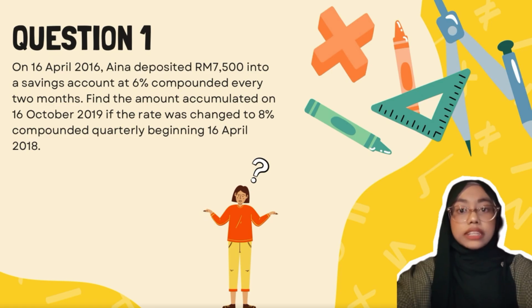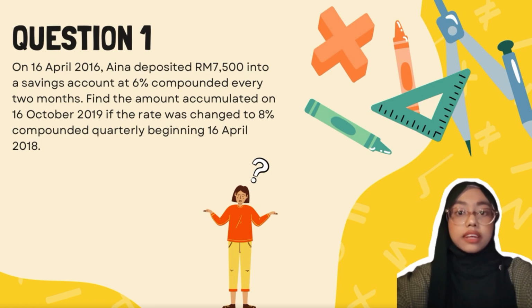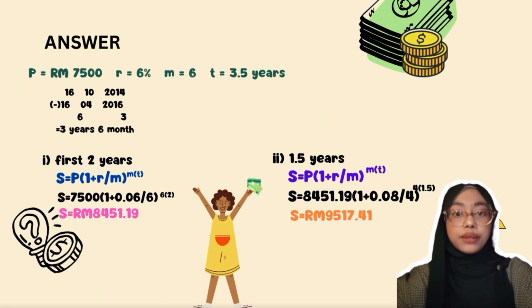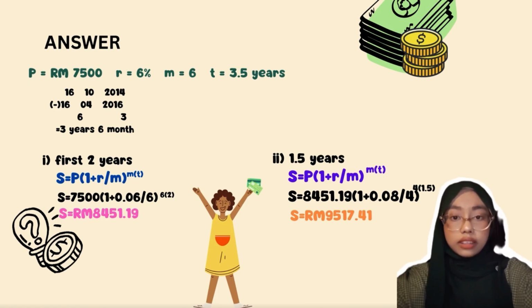First, we are going to find the amount deposited at 6% compounded every 2 months. We are going to use the compound interest formula. Based on the question given, we get that I is 0.01 and N is 1. After putting all of those in the formula, we get that the amount is 8,041 ringgit and 80 cents.